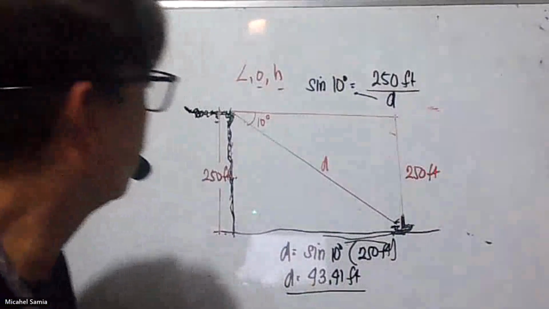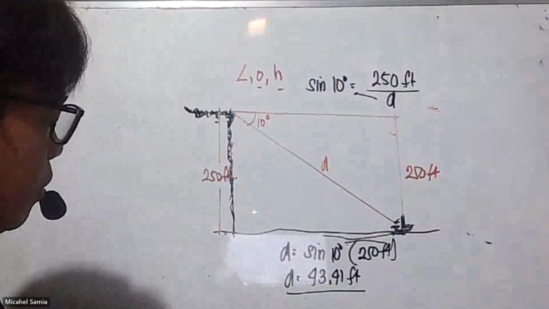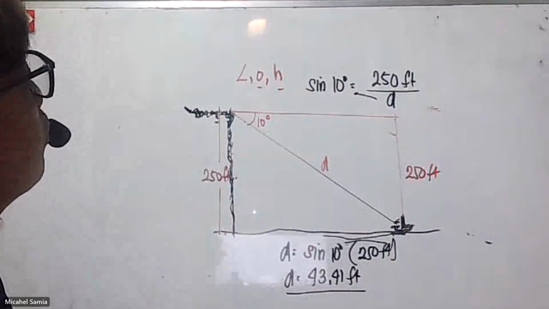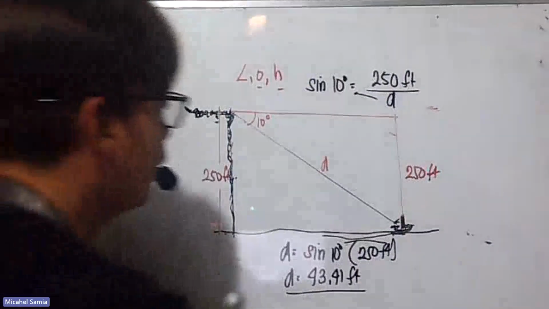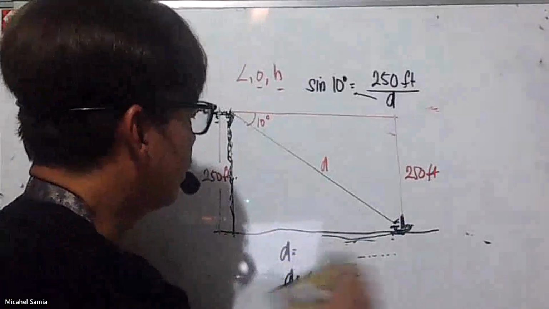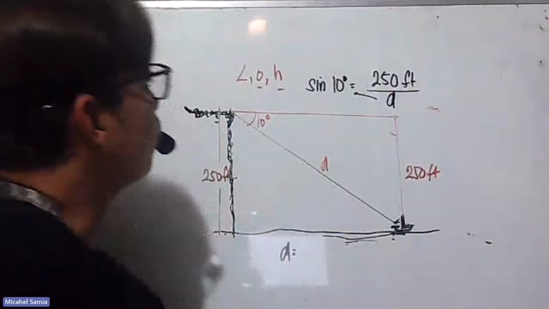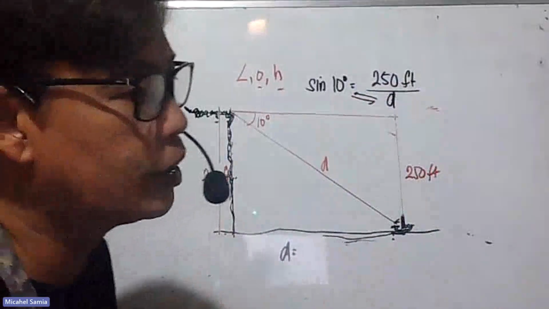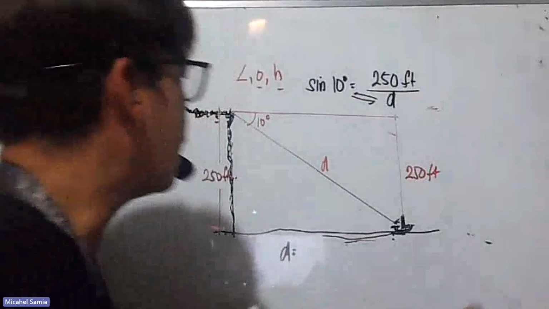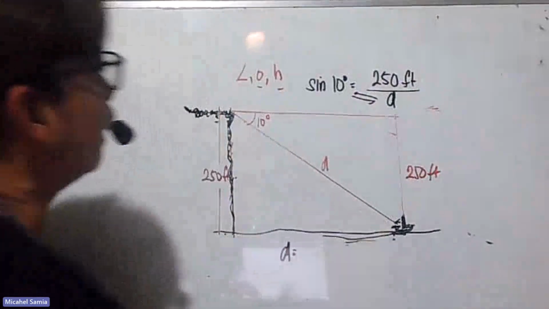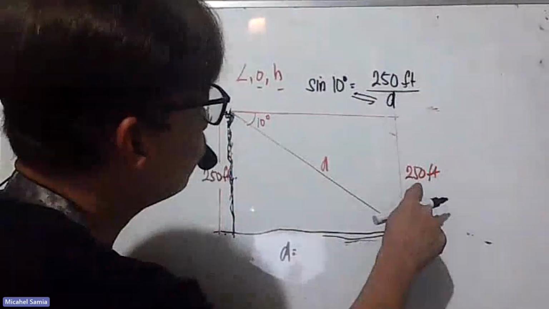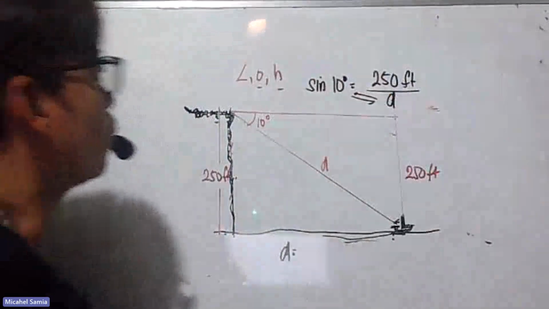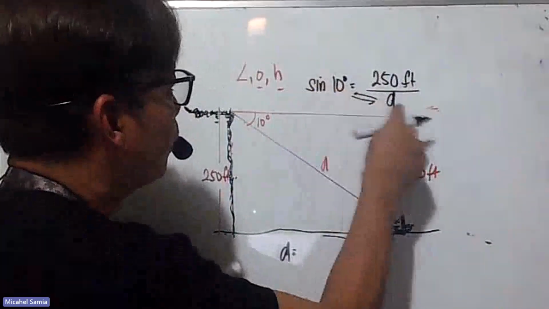Okay, I think there's a mistake. Sorry, so this should be interchanged. I think you saw it, right? If it is 43 feet, you can see the answer is wrong, because this should be the longest side of the triangle. I got 43, and this is 250. That is not possible. So maybe I made a mistake with the solution. They need to switch places.